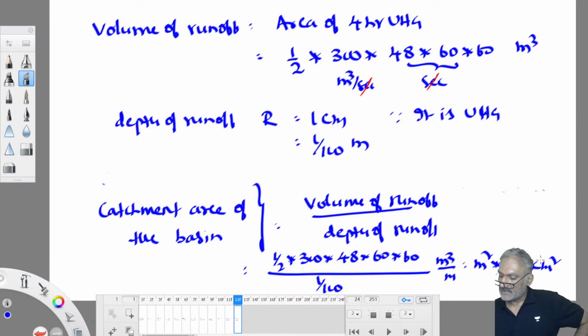So 0.5 into 300 into 48 into 60 into 60 into 100 by 10 power 6. How much is it? It is 2592 kilometers square. See now.